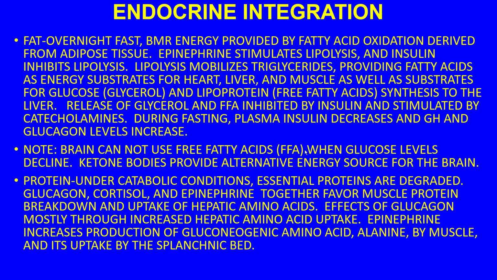Where do ketone bodies come from? Free fatty acids that are broken up. Okay? Now, in the protein area, under catabolic conditions, essential proteins are going to be degraded. What I mean by that is you're going to basically break them down into amino acids. Now, glucagon, cortisol, and epinephrine together favor muscle protein breakdown and uptake of hepatic amino acids. Effects of glucagon are mostly through increased hepatic amino acid uptake. Epinephrine increases the production of the gluconeogenic amino acid alanine by the muscle, and its uptake by the splanchnic bed.